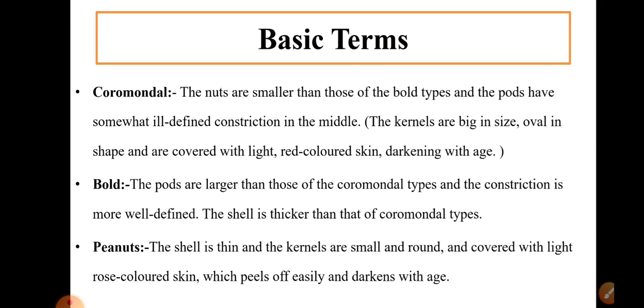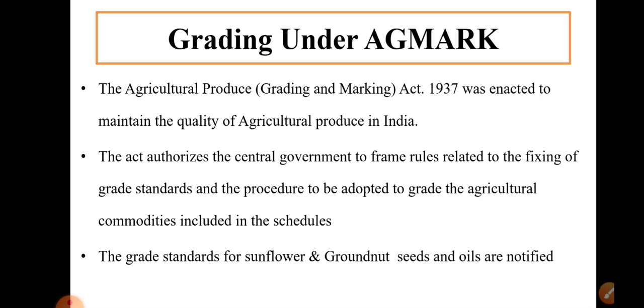Then what is a peanut? Once we open the outer shells or open the pods, we get the peanut. Then we have seen what grading is under Agmark for all oilseeds. For this purpose, the Agriculture Produce Grading and Marking Act 1937 takes care of all kinds of commodities, as it is a legal protection for fixing the grades. It works under the DMI, and DMI works under the Ministry of Agriculture and Farmers Welfare.